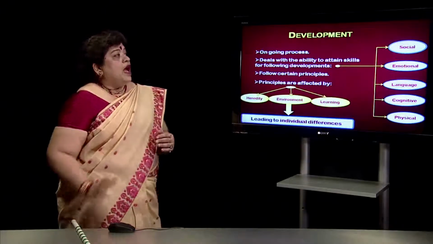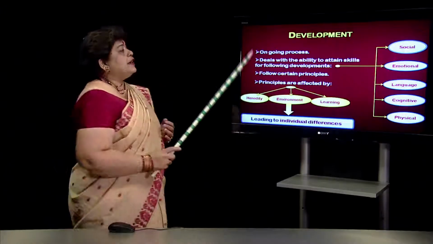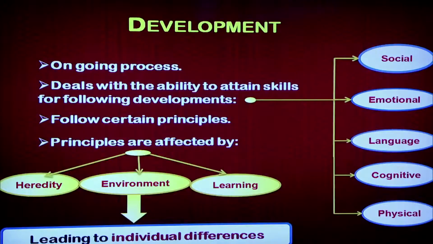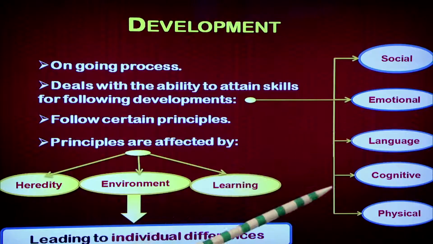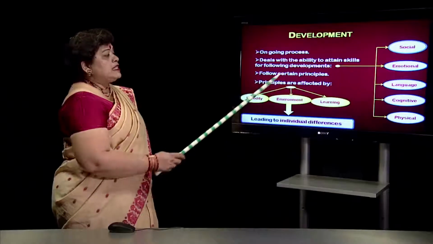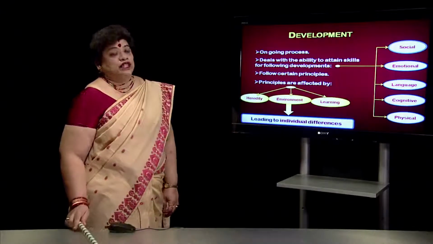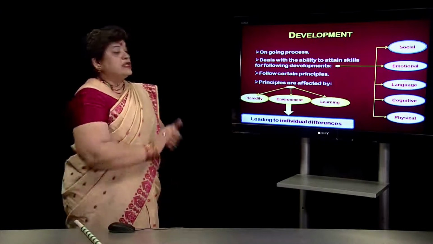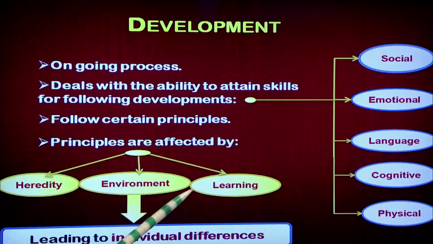The next important feature is development. Development, as I said earlier, is an ongoing process. It keeps happening throughout life and it deals with the ability to attain skills so that one achieves social development, emotional development, language development, cognitive development and physical development. All these various developments follow certain principles. And these principles, like growth, are affected by heredity, environment and learning.